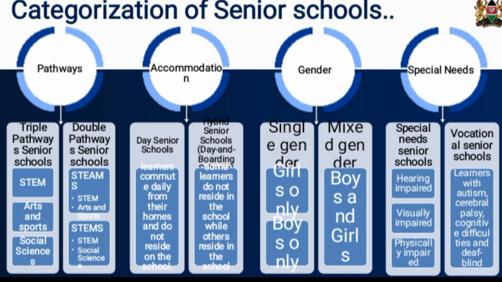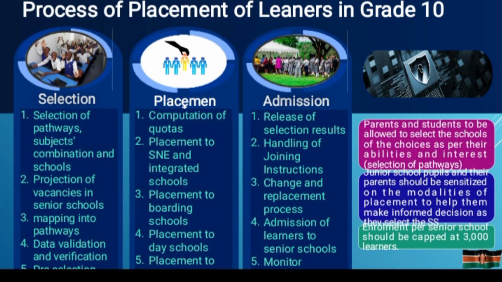So learners will be required to choose the area or the school that their interests lie in. So after having the knowledge of the various criteria that will be used to come up with these senior schools, now let's go to the placement of grade 10 learners. So under placement, we find that the process of placement of learners in grade 10 will follow the following procedure.